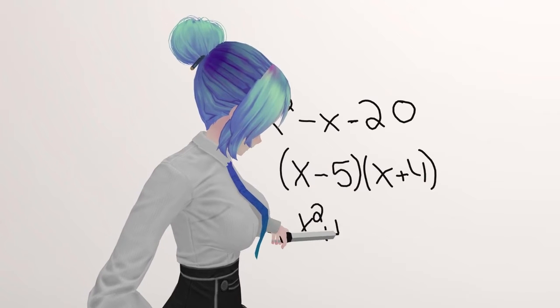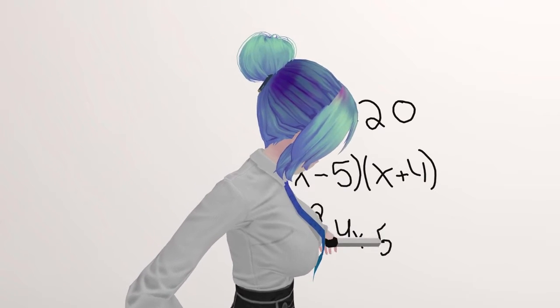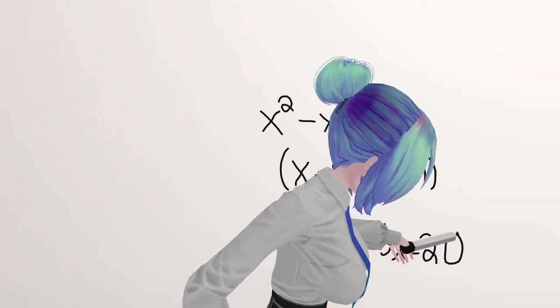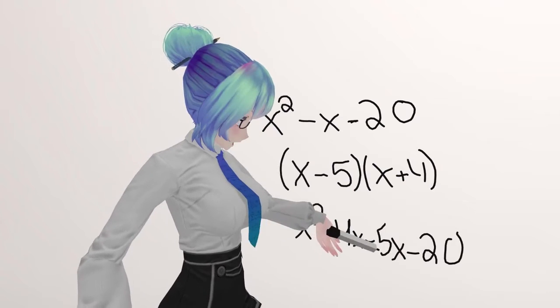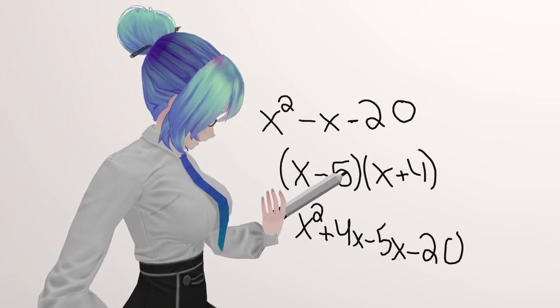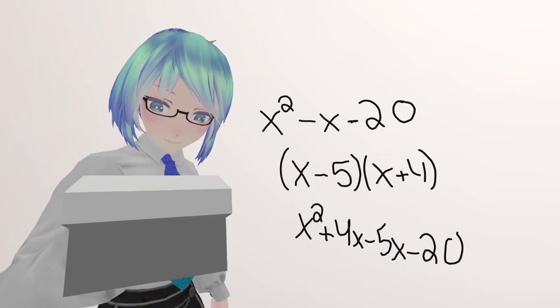Plus 4x minus 5x minus 20. Okay? Add these up, you're going to get a minus x. Done. All right? That's factoring. Keep that in mind. Pop quiz is going to be real soon.